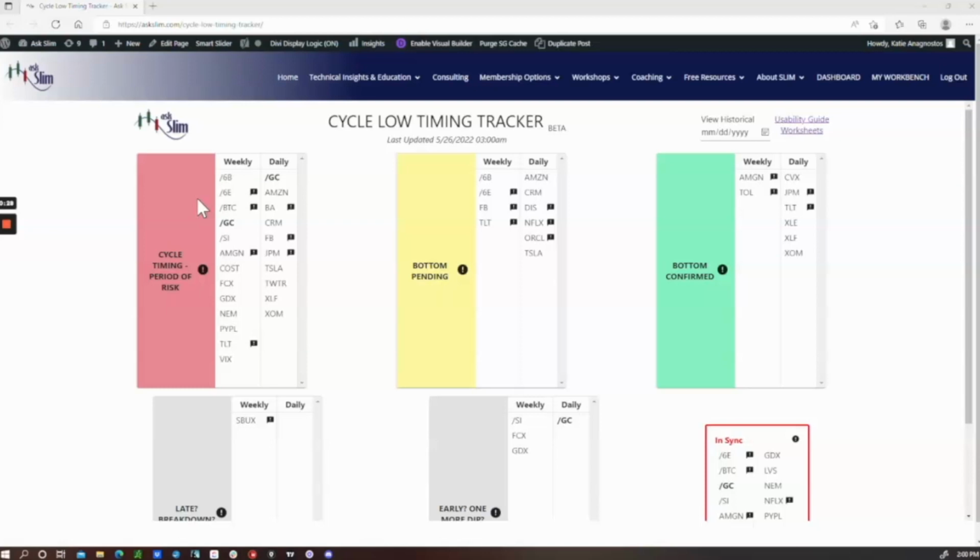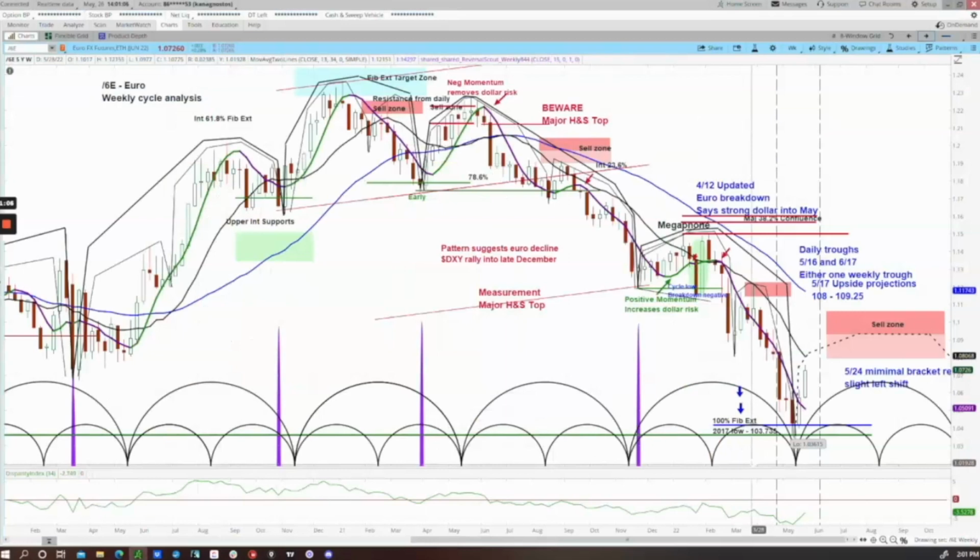Now 6E is appearing in several places on the cycle low timing tracker. It appears in the cycle timing box and in the bottom pending box for the weekly time frame. That means that it's currently in the weekly cycle timing window and has had enough positive price action to trigger the algorithm to tell us that an intermediate term low is likely forming. It's also in the in sync box, which means that its current daily cycle ends within the weekly cycle timing window. So let's take a look at the chart of the euro currency and I'll show you.